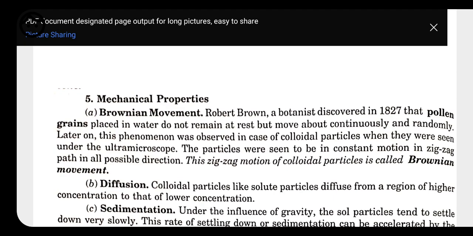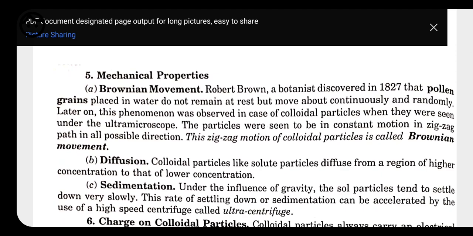Okay, sometimes it may also be asked why it shows zigzag motion. It is because of the collision between two particles or a number of particles, and because of this collision they move in a zigzag manner. Okay, next is diffusion. Diffusion is intermixing of two substances. In the case of colloidal solution, diffusion takes place from a region of higher concentration to a region of lower concentration.